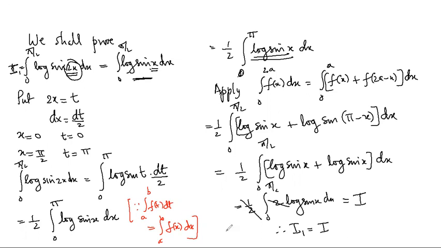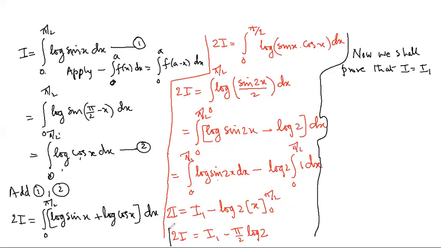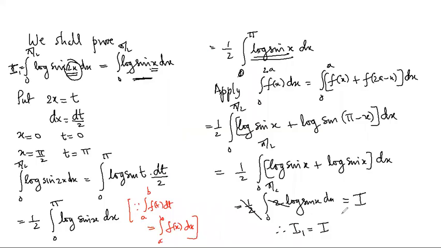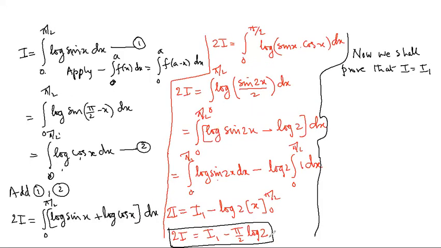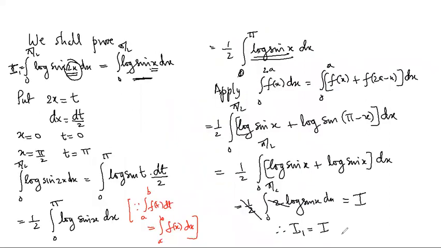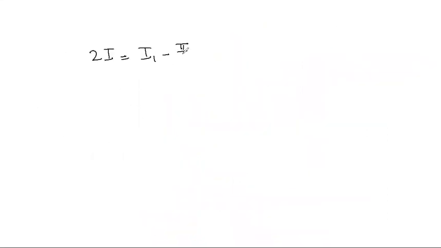Now we'll go back to our previous step we saw. This was the last step which we derived. In this step, I1 is replaced by I. So if you do that, what you'll get? So finally, 2I is equal to I1 minus pi by 2 log 2. Pi by 2 log 2. So now I1 became the same as I.